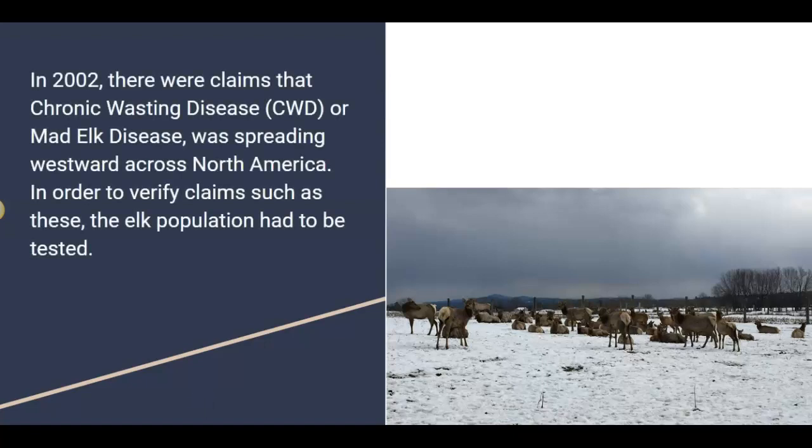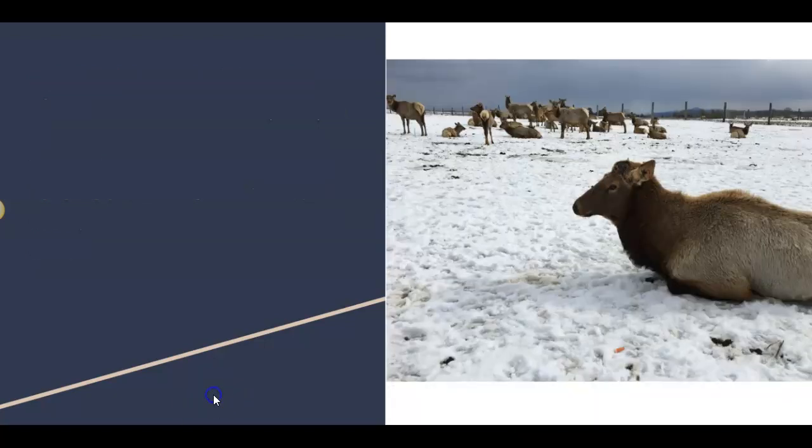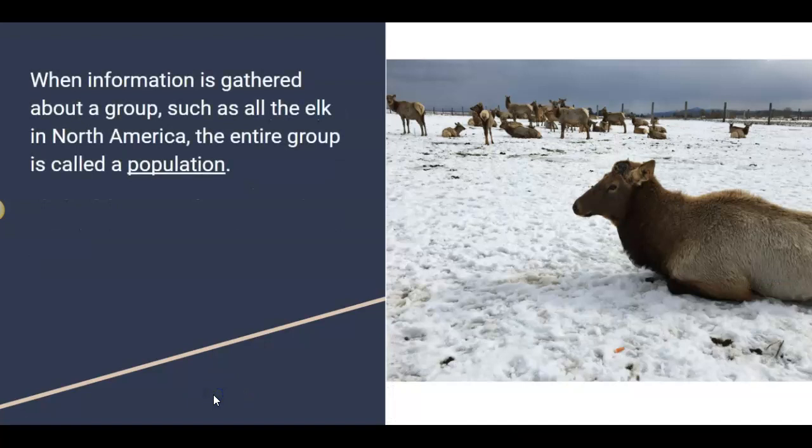In 2002, there were claims that chronic wasting disease, or mad elk disease, was spreading westward across North America. And in order to verify these claims, the elk population had to be tested. Wow, that sounds like a very difficult task, having to catch all of the elk in North America. Well, that's because the population is huge.